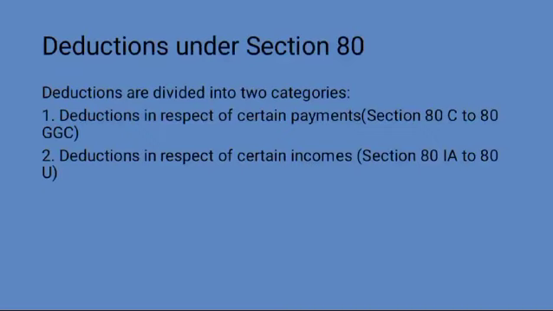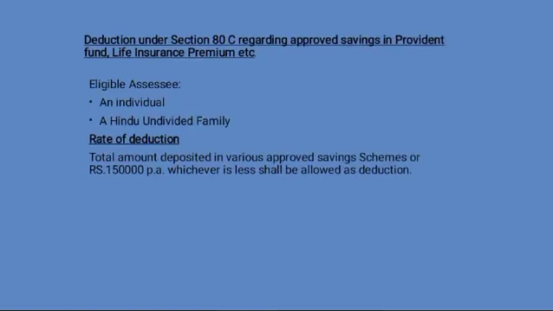Deductions are basically divided into two categories. They can be in form of certain payments or in form of certain incomes. Today we will discuss deduction under Section 80C. There are various saving schemes which can be used by an assessee, in which the assessee can deposit his amount, his income.